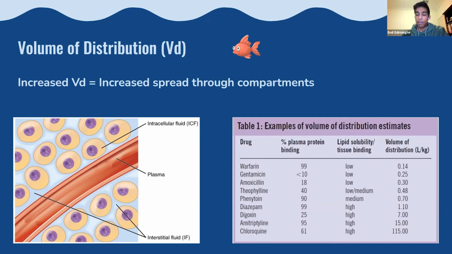But the good thing about volume of distribution is that for most drugs it is known, and it's been calculated by an estimate. So when you have a look at this table on the right here, you see that, for example, warfarin has a very low volume of distribution, which means that it does not spread into the tissues very much. Whereas chloroquine does spread and enter into the tissues a lot, which means that it has a high volume of distribution.